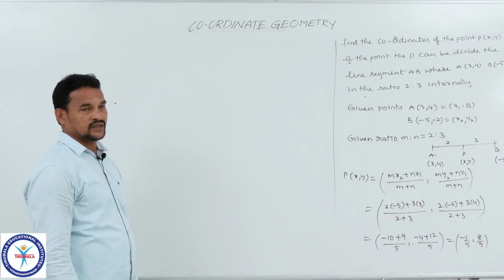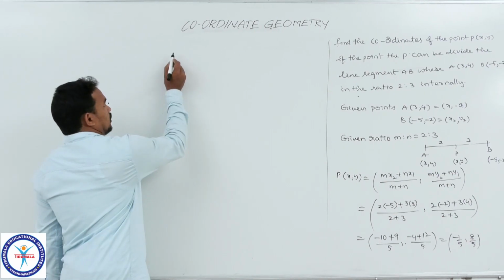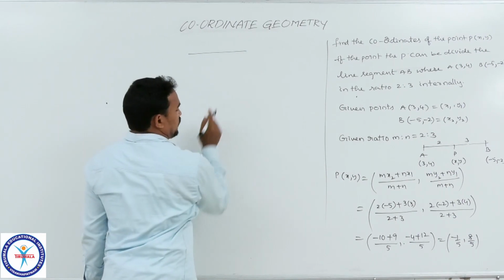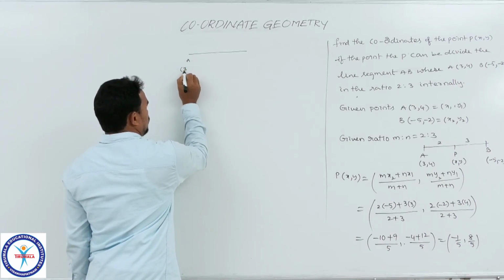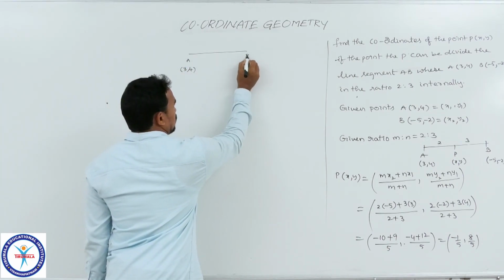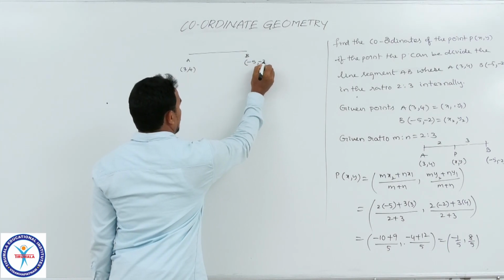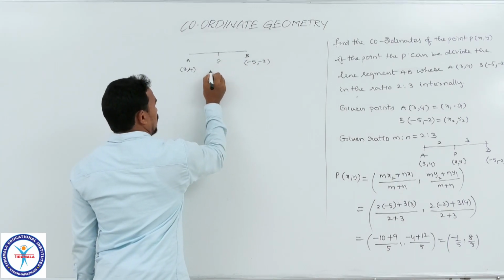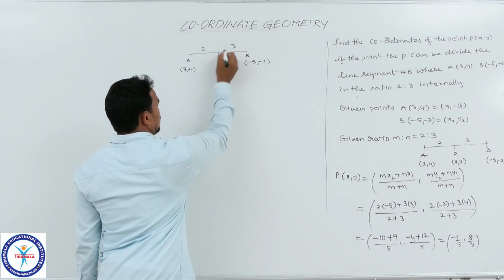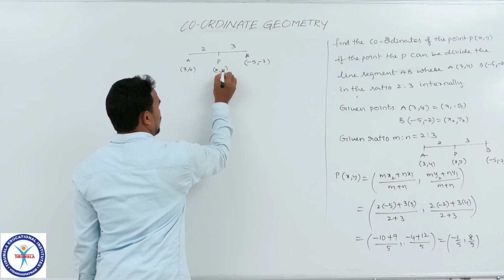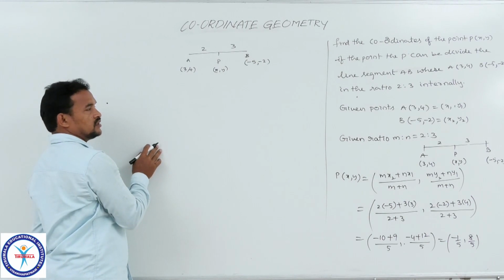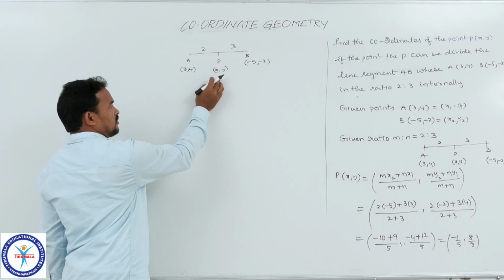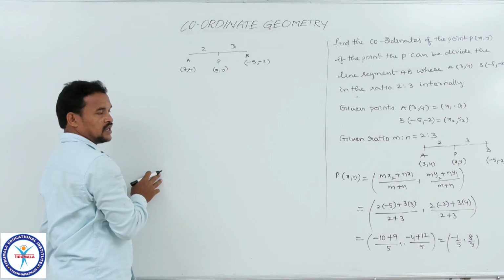Now it's an alternative method. By the alternative method, how to find the coordinates of P of x comma y? Here A point is 3 comma 4, B point is minus 5 comma minus 2, and given ratio 2:3, P coordinates are x comma y. Previous already given, it's an alternative method. Here P can divide AB in the ratio 2:3 internally.